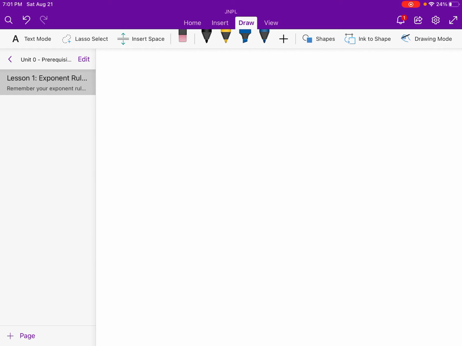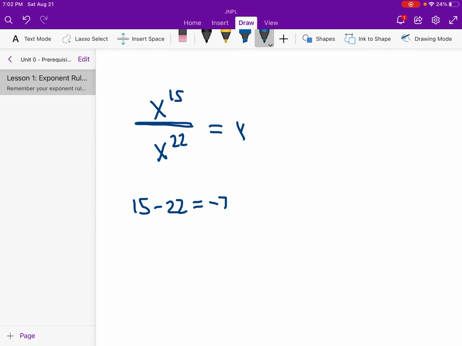So one more thing to look at is that if we had x to the 15th over x to the 22nd, what would we do? We would subtract the exponents. We know that. And that would make us get negative 7. So our answer is x to the negative 7th. But in most cases, you would want to change that to 1 over x to the 7th, because sometimes they don't want you to have negative exponents. So that would be what that is.